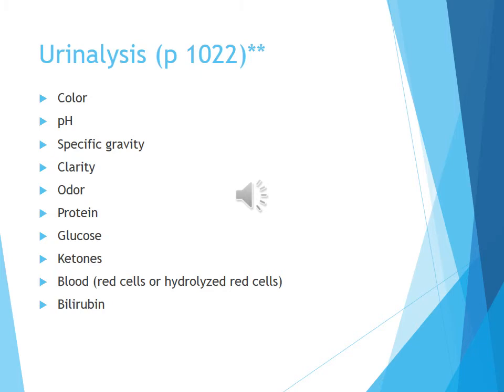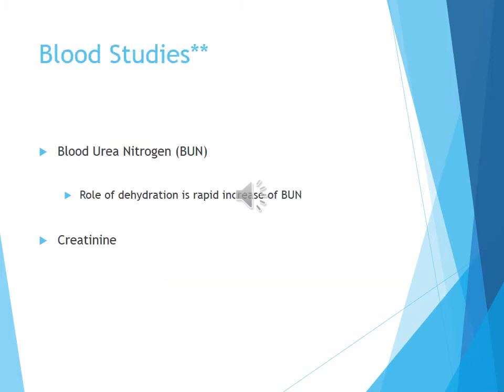With your urinalysis, they're going to look at color, pH, specific gravity, clarity, odor, the protein, glucose, ketones, whether there's blood in it, and the bilirubin. We also have to remember that some vegetables themselves will give odor, like asparagus. Some blood studies that they do is the BUN. If there's an increase in a BUN, you may see that there's dehydration going on. And they also will do a creatinine, which you'll notice when they do a 24-hour, it's usually a creatinine clearance.